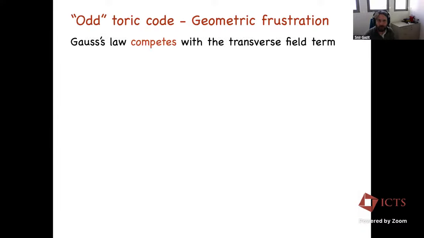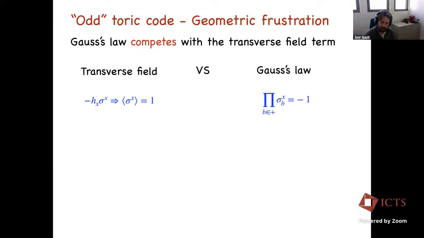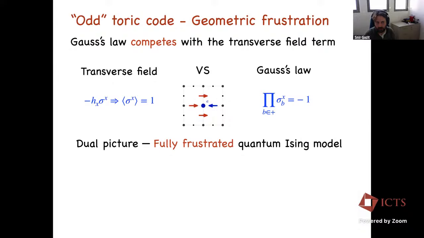So the key property of this toric code model is that it induces geometric frustration, because there's an inherent competition between Gauss's law and the transverse field term. The transverse field term would like to align all the spins in the positive x direction. But Gauss's law enforces that at least one of them would point in the negative x direction. So the minimal energy resolution of that is to flip one of the spins, but this generates geometric frustration. You don't know which one to flip and how to arrange it in the lattice.